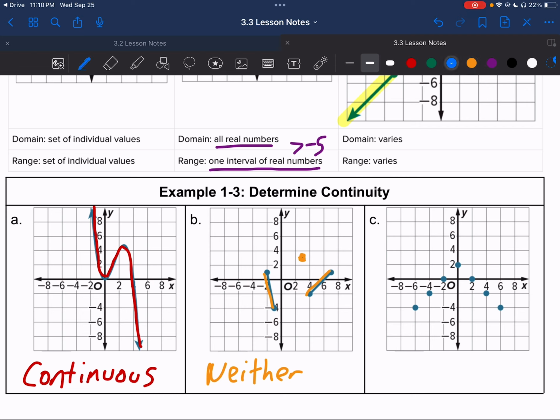Our last one here, we've got our points that are making an inverted V shape. These are going to be discrete, because each individual point has its own point. There is no line that's connecting it. There's nothing else happening here. It's just individual points.